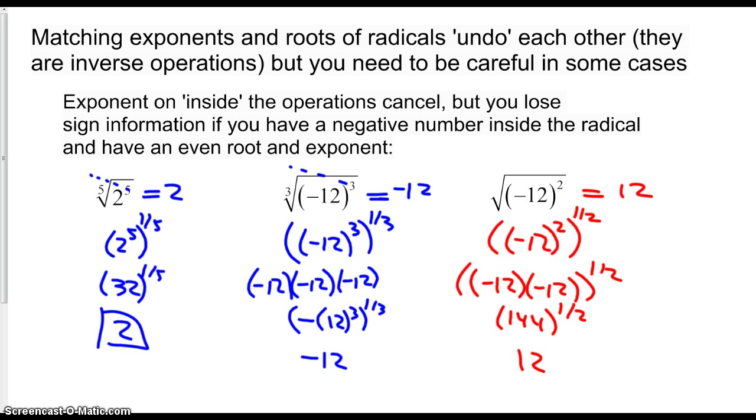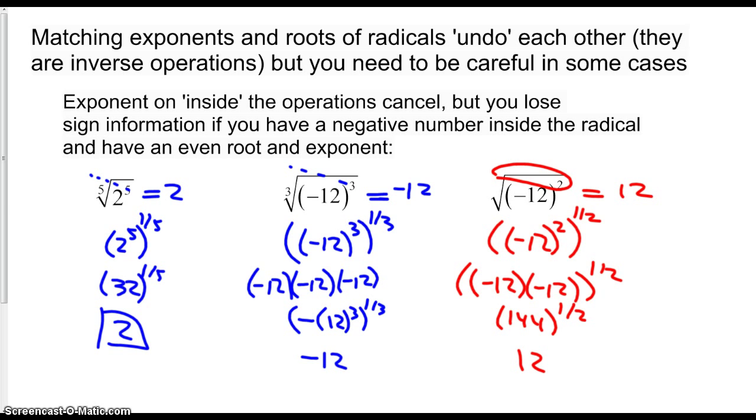Well, the square root of (-12) squared, I got a 12, but it wasn't negative, right? It did not succeed in canceling. These did not cancel exactly. They did give me the 12, but I lost the negative sign. And the reason was that by having the exponent inside, once I squared that -12, the negative was gone forever, and when I took the square root, it wasn't possible for me to recover that number, okay?